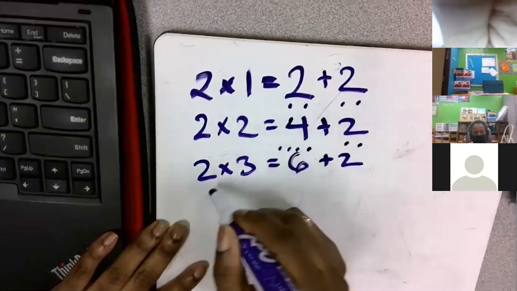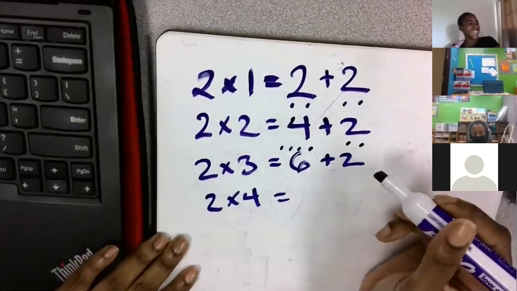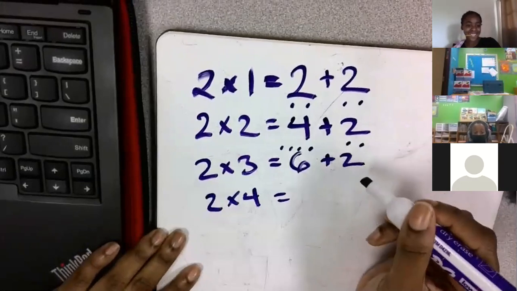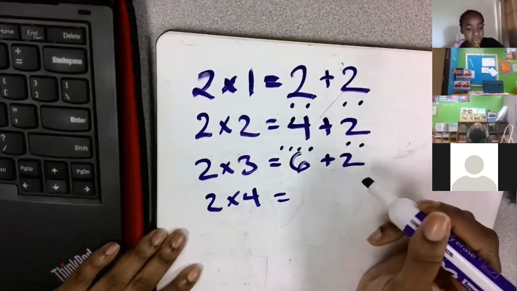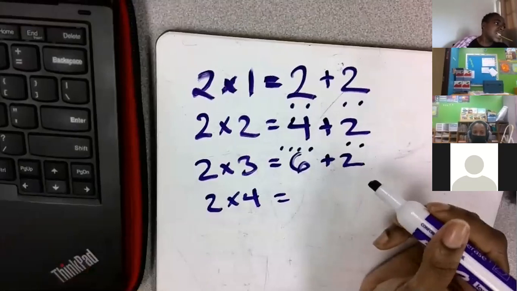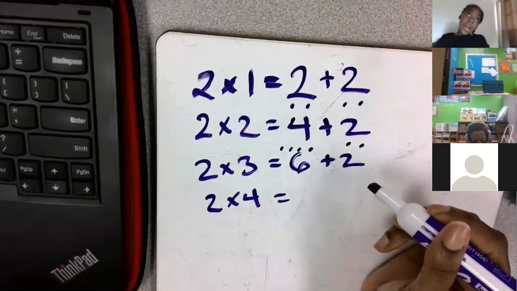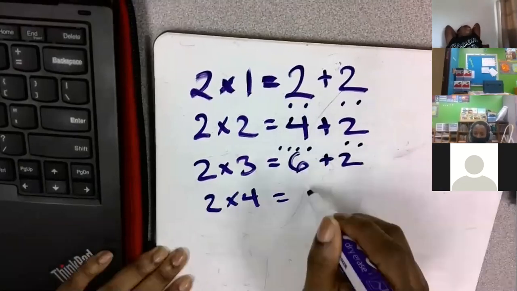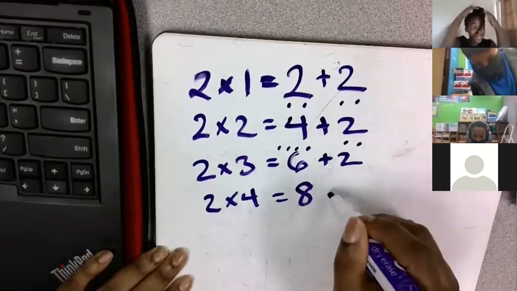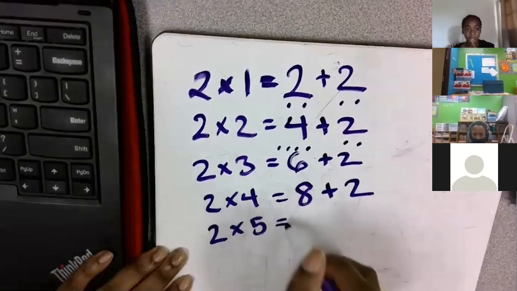That's 6 plus 2. So what's 6 plus 2? You just count up. Just go up 2 more numbers. You got 6 in your head, so count up 2 more steps. 7, 8. Yes, eight. So now you have eight plus two. That'll be your fifth answer. So what's eight plus two?